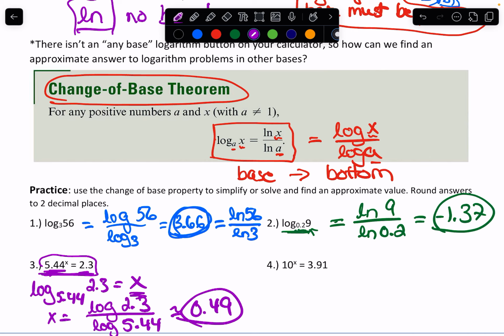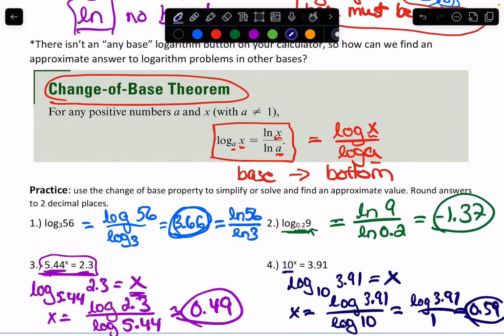Okay, let's do one more here. So again, we need to do the same steps that we did in 3 because the x is in the exponent. So log, our base is 10 right here, of 3.91, and our exponent is x. So we do the same thing, a change of base. Log of 3.91 over the common log of 10. Well, common log of 10 is what? That is a 1, so 0.59.